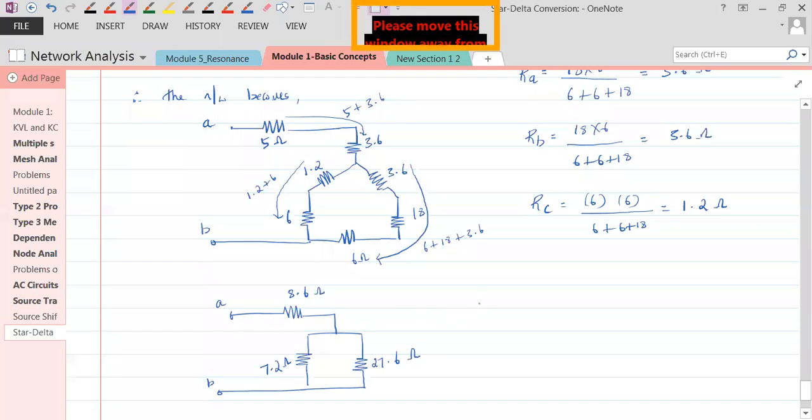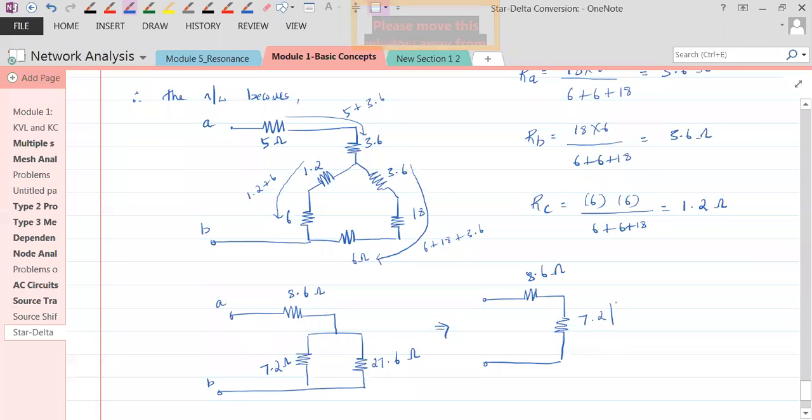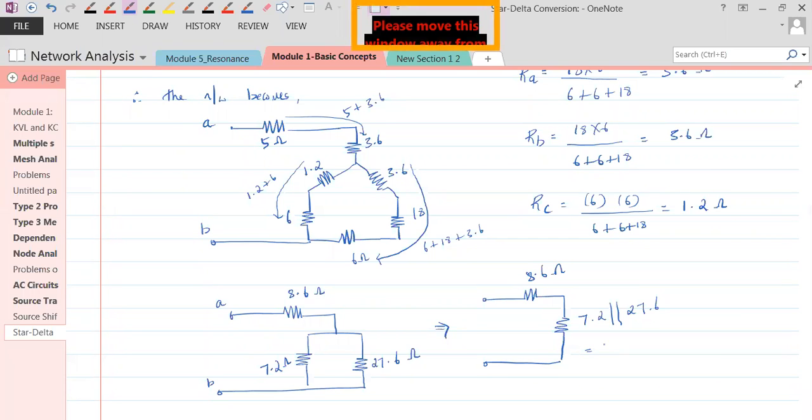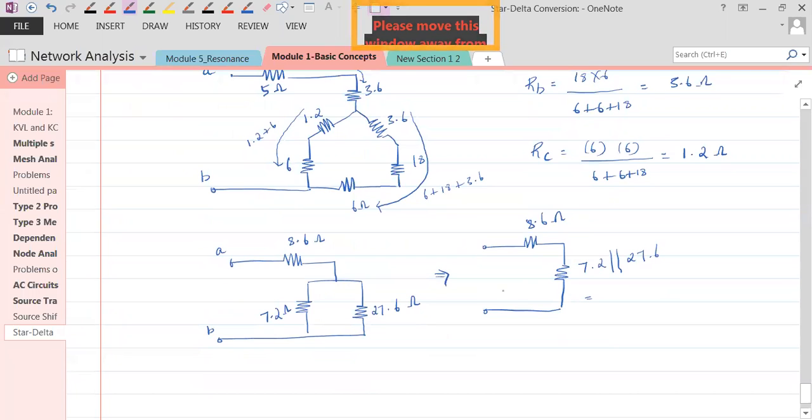So therefore, what is RAB? This is 8.6, nothing to worry. Then this is 7.2 in parallel with 27.6. What would this be? Just check that. It's 7.2 into 27.6 divided by the sum of those two resistors. I'll just give you the final answer. We can write RAB as 8.6 plus the parallel combination of 7.2 and 27.6.